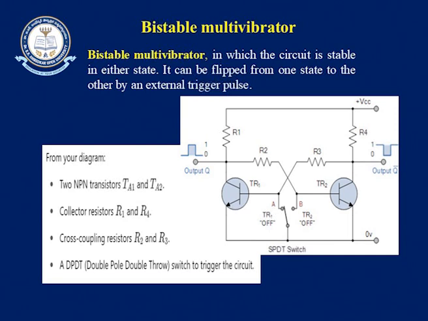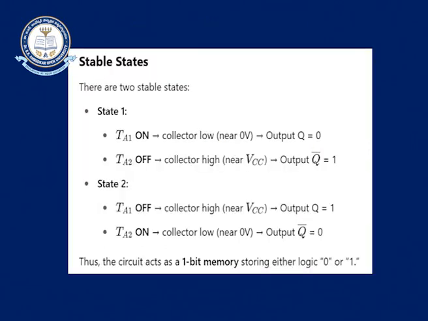So here there are two stable states. One is state 1, in which TR1 is on, that is the collector is low, near 0 volts, and output Q becomes 0. If TR2 is in off condition, the collector is at high voltage, that means it reaches near the VCC voltage, so the output Q bar becomes 1. So you can observe the two conditions here. If T1 is on, Q is 0, and if T2 is off, Q bar is 1.